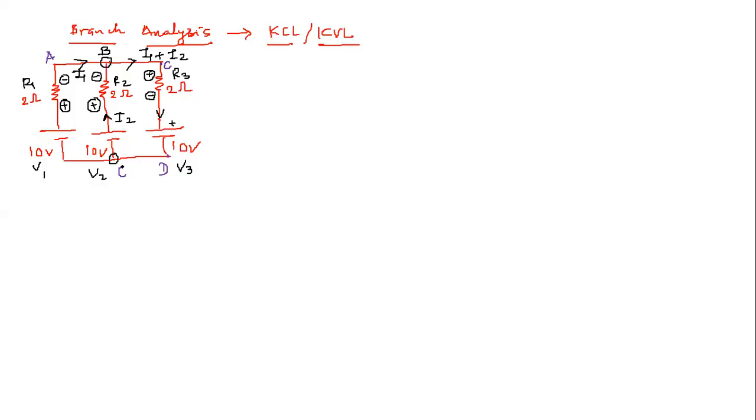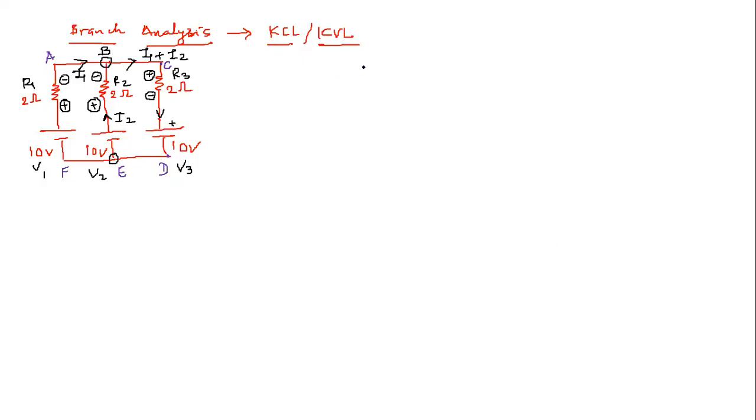This one is E, and this one is F, right? So good. Now what do we do? We need to write down the steps. Whenever you solve branch analysis, it is better to write down the steps.